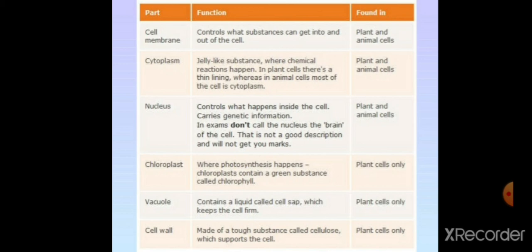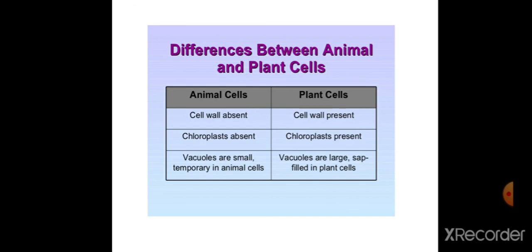Now, when you've studied both plant cell and animal cell in detail, let us quickly see the differences between plant and animal cells. Very simple. As you all know, animal cells do not have a cell wall. Plant cells have a cell wall. Then chloroplast is absent in animal cells and present in plant cells. In animal cells, the vacuoles are small and temporary, whereas in plant cells the vacuoles are large and permanent, and filled with sap.